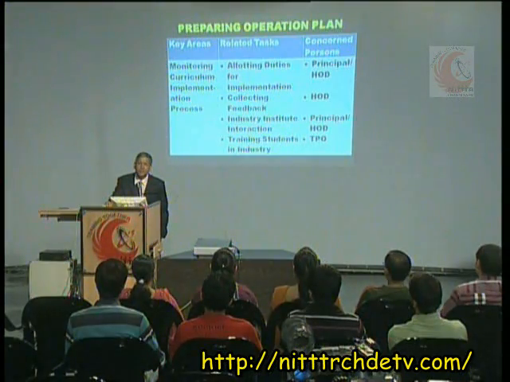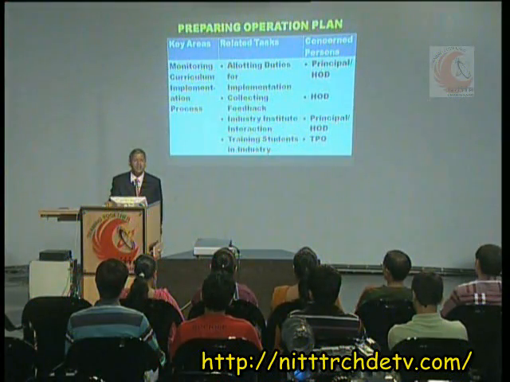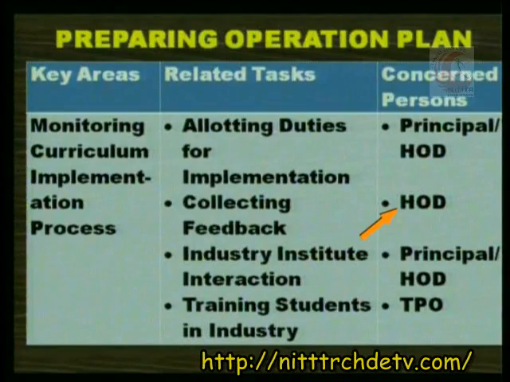We also collect feedback about the curriculum. If there are any difficulties in implementing the curriculum, that sort of information we get from the teachers. Sometimes the teachers say that this type of equipment is not available, such type of facilities are not available in the classroom, and that is why they are finding it difficult to implement the curriculum. So, all that feedback is collected, and then necessary corrective actions are taken. The responsibility for collecting this feedback lies with the head of department.